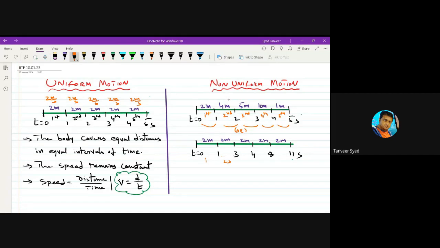1 to 3, 2 seconds. It is traveling for 2 seconds here. Third 2 meter distance is covered again in 1 second. Fourth 2 meter distance, 4 seconds. Fifth 2 meter distance, 3 seconds. So these time intervals are not equal.